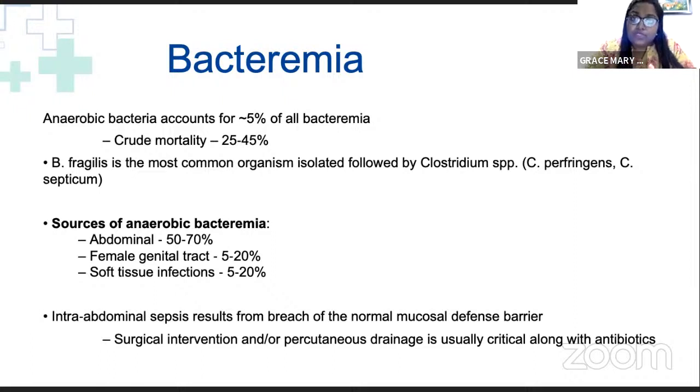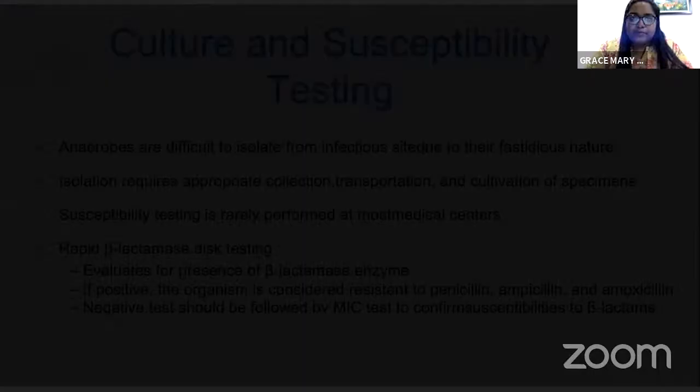Okay, whenever you have something in blood, there always has to be a source, and most of these bacteria are caused 70% of the time by an abdominal source, 20% of the time from the genitourinary tract, and 5 to 20% from a soft tissue infection, like the penetrating trauma that I was talking to you about. Okay, and these can cause sepsis.